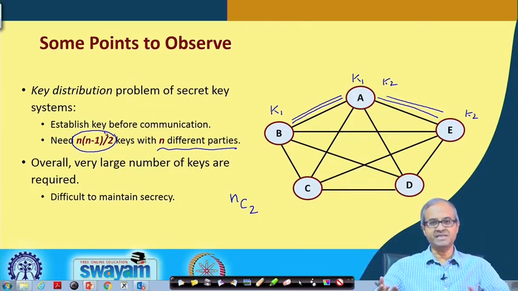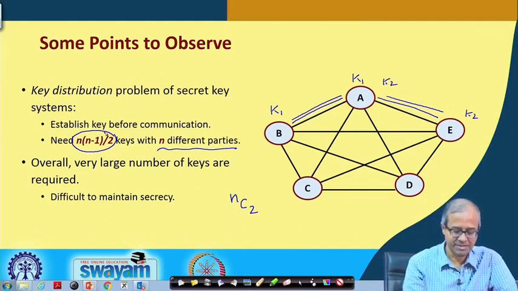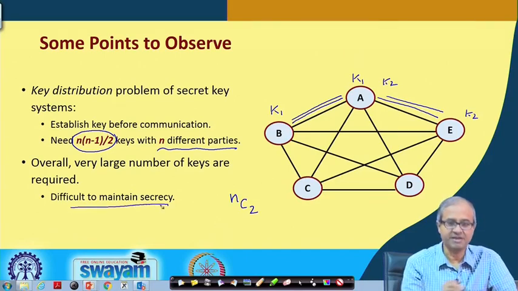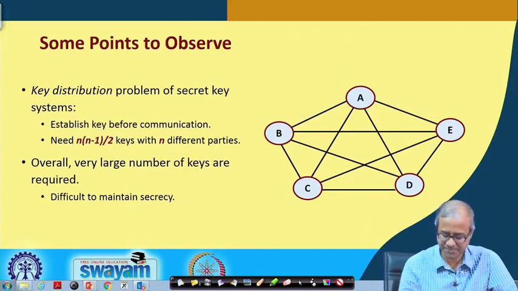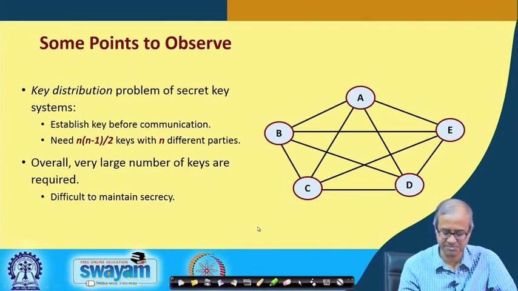Well, if n is, let us say, 1000, this value will be 1000 into 999 by 2, close to 5 lakhs. Okay? So, maintaining so many distinct keys in a private way is itself a challenge. This is one problem. So, it is rather difficult to maintain secrecy of this large number of keys. This is one problem in this method.